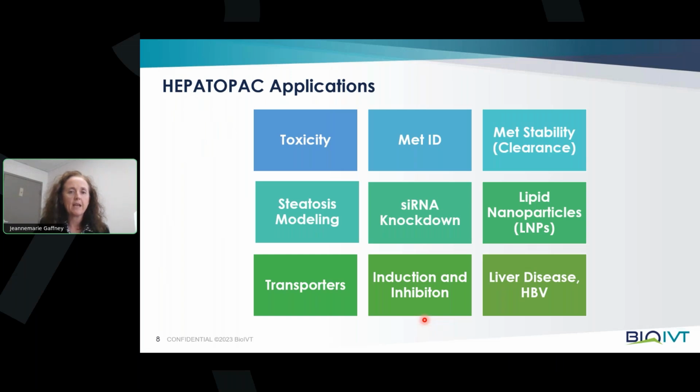Touching on some of the applications for HEPATOPAC, initially HEPATOPAC was used for a lot of work with small molecules, and the work focused in the metabolism area, such as MET-ID and MET stability, and also included work for toxicity. The long-term culture period allowed for a repeat dosing regimen. Additionally, work has been done in the liver disease space as well, with HBV work and malaria work. The long-term culture multi-week period did allow for these types of disease models to be tested.